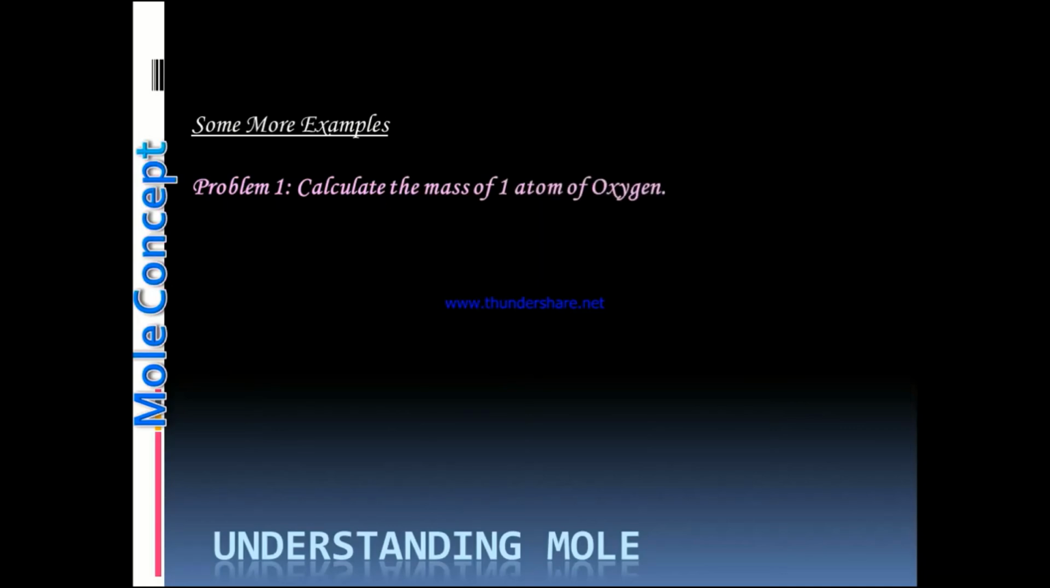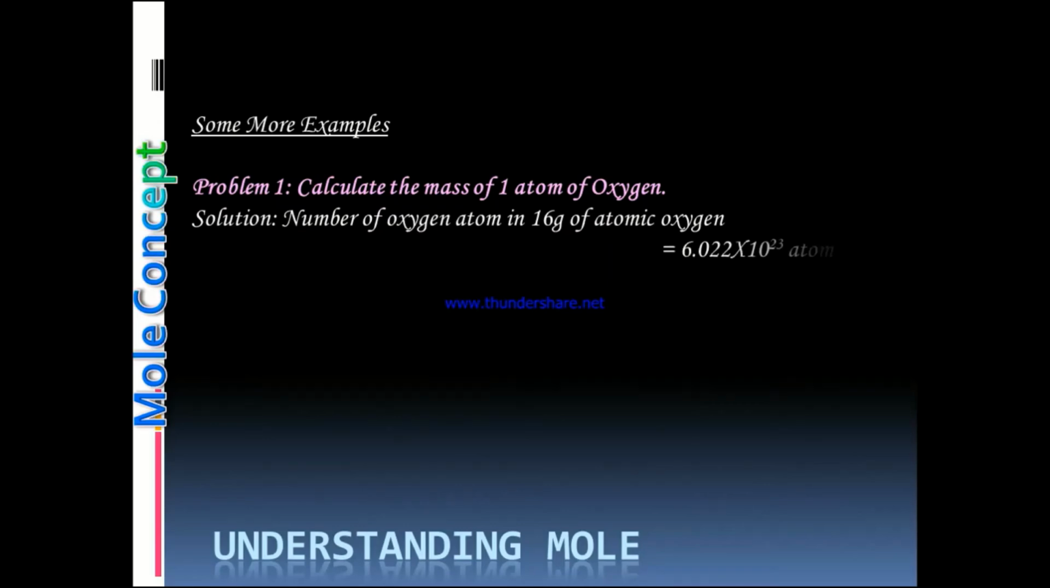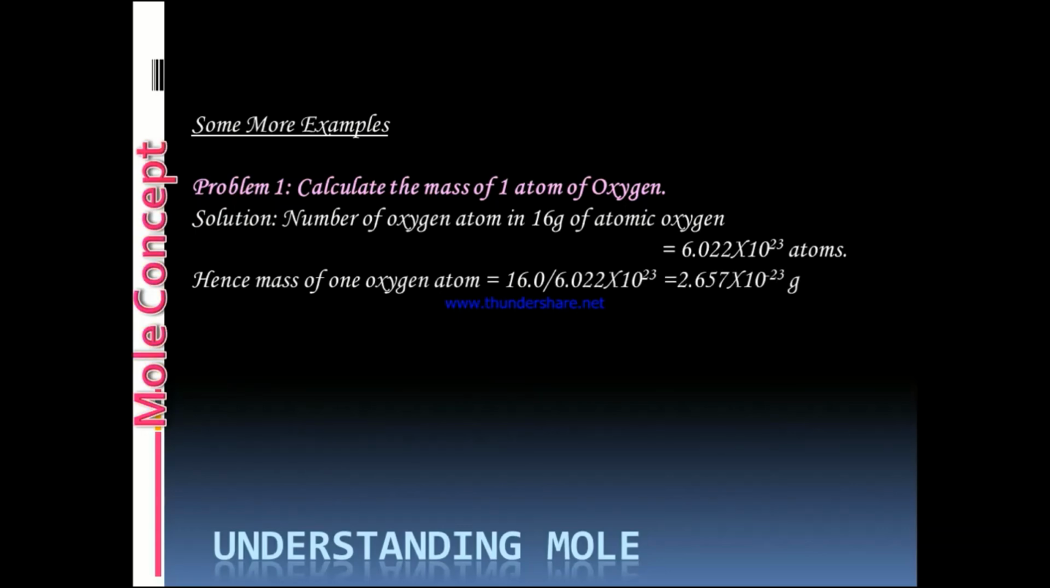Calculate the mass of one atom of oxygen. We know that 1 mole of oxygen atoms has mass equal to 16 gram. That means 16 gram of oxygen contains 6.022 into 10 to the power 23 atoms. So the mass of one atom of oxygen, how can you find out? It is 16 divided by 6.022 into 10 to the power 23 gram, which is equal to 2.657 into 10 to the power minus 23 gram.